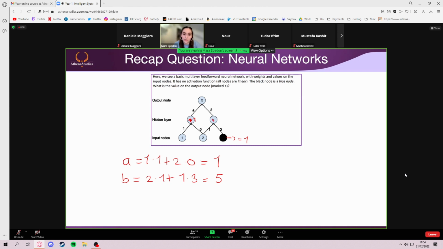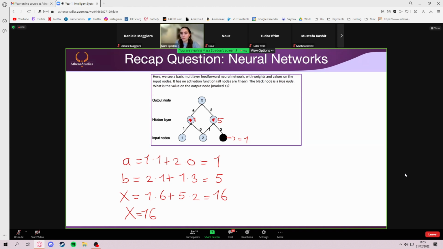Okay, so now we know the values of A and B. So how do we calculate our x value? 1 times 6 plus 5 times 2. Perfect. Yes, you take the values of A and B. So that gives us 16. So then the question is, what is the value marked on the output node? That is 16 in this case.